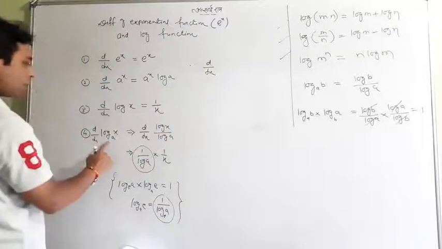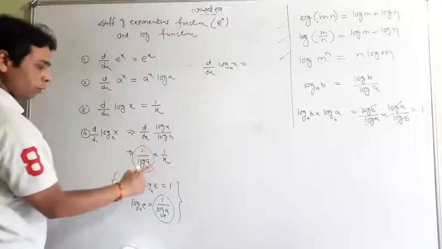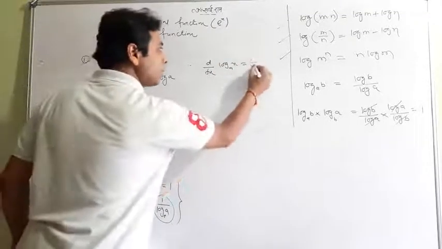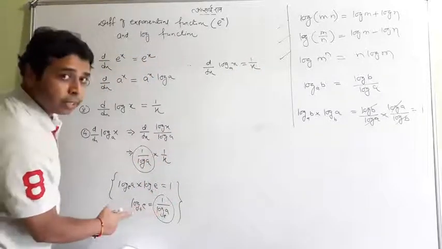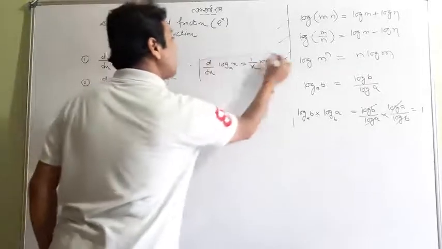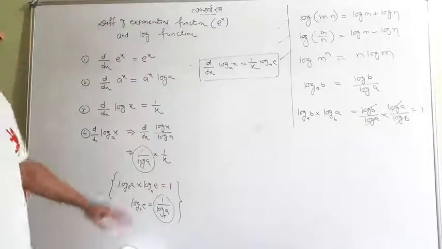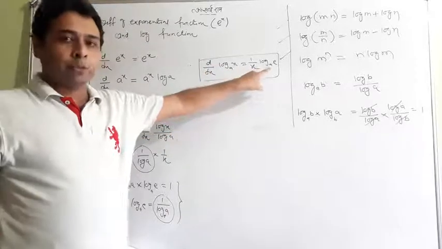d by dx of log_A x is equal to 1 by x. Here it is 1 by x. 1 by log A is equal to log_A e. So I will write log_A e. So now this formula has been finalized: whenever any base is coming, you have to use this formula.